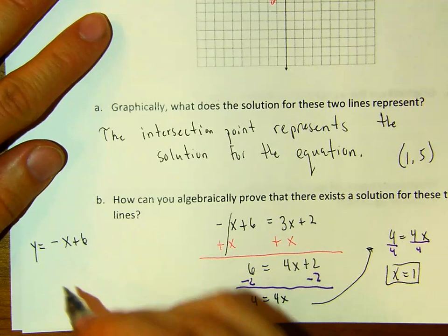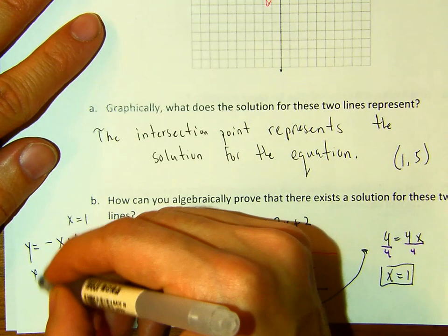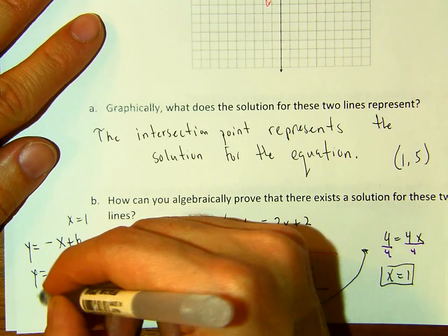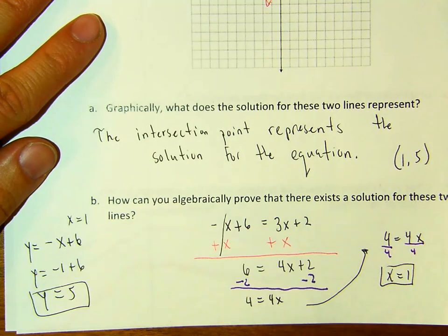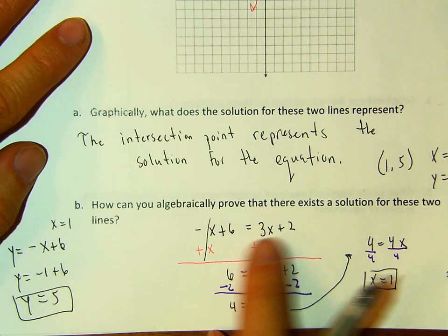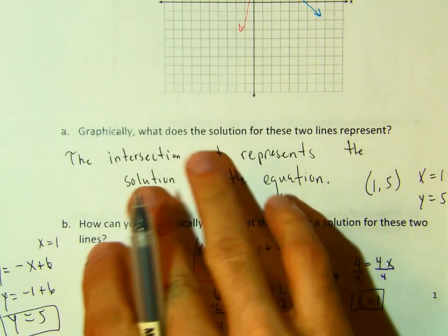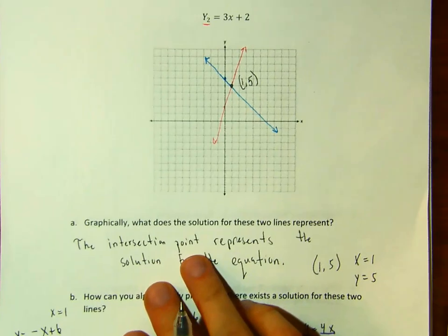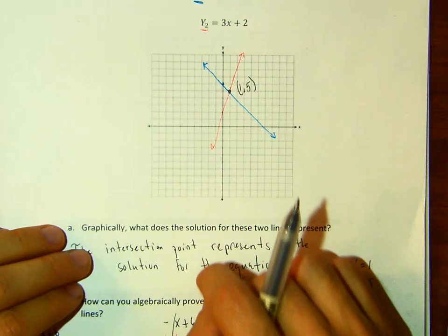Y is equal to negative x plus 6. Well, x is 1, so y is equal to negative 1 plus 6. Y equals 5. Okay? So this is how we could show it algebraically by making the two equations equal to each other. All right, so we noticed how we had two lines and they intersected each other. Let's look at the next one.